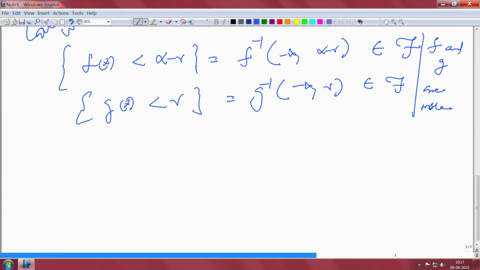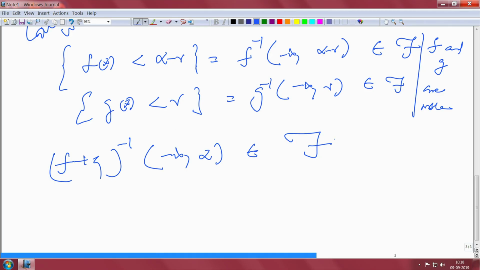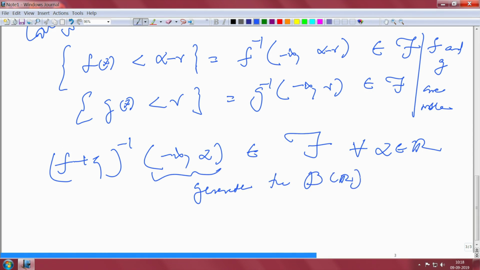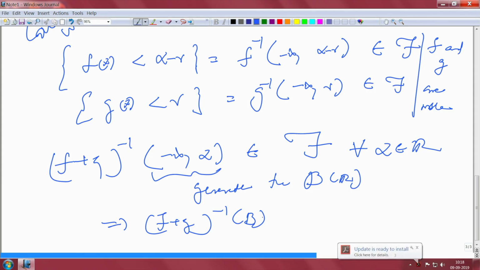So what we have proved just now is that if I look at f plus g and I look at the inverse image of minus infinity to alpha, then it belongs to script f. This is true for every alpha in the real line, but sets of this form generate the Borel sigma algebra that we have seen. So this implies that f plus g inverse of any Borel set is in script f. This is the good sets principle we did in the last lecture. If I know that the inverse image of a collection of sets which generate the Borel sigma algebra is in script f, then it is true for all sets in the Borel sigma algebra.